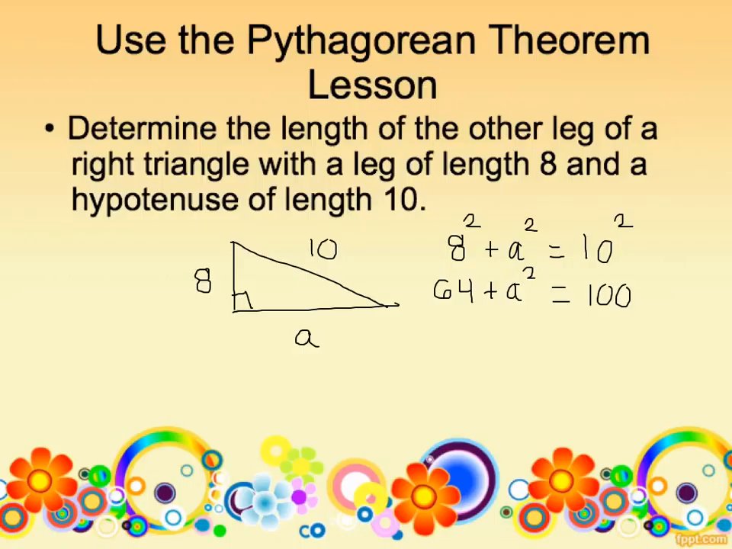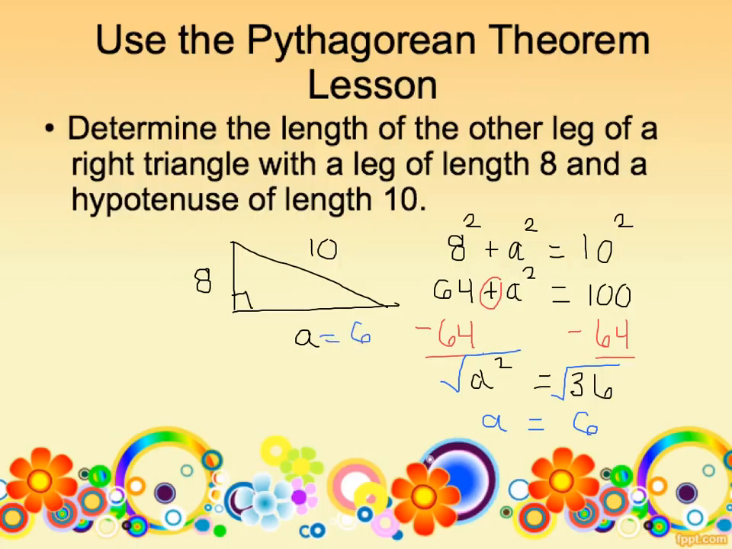Now the inverse of adding 64 to A squared would be subtracting 64 from both sides. And I end up with, at this point, A squared is equal to 36. And finally, the opposite of squaring a variable is to square root that variable. So I need to square root both sides, and I know that the square root of 36 is 6. So in this right triangle, the length of the other leg must be equal to 6.